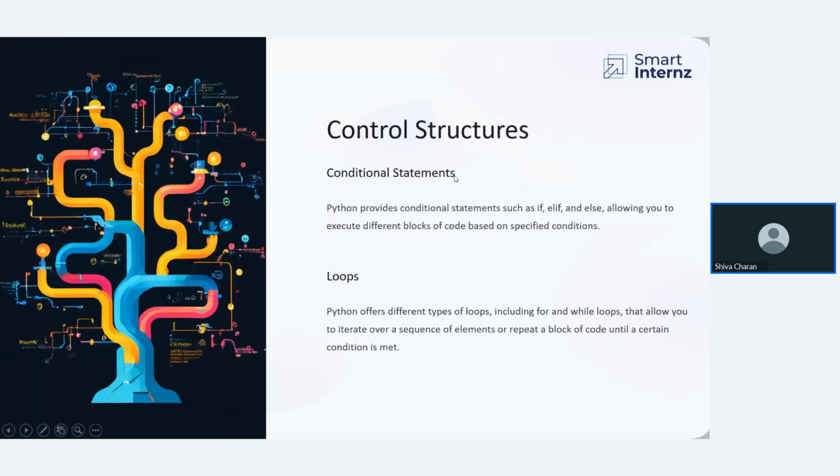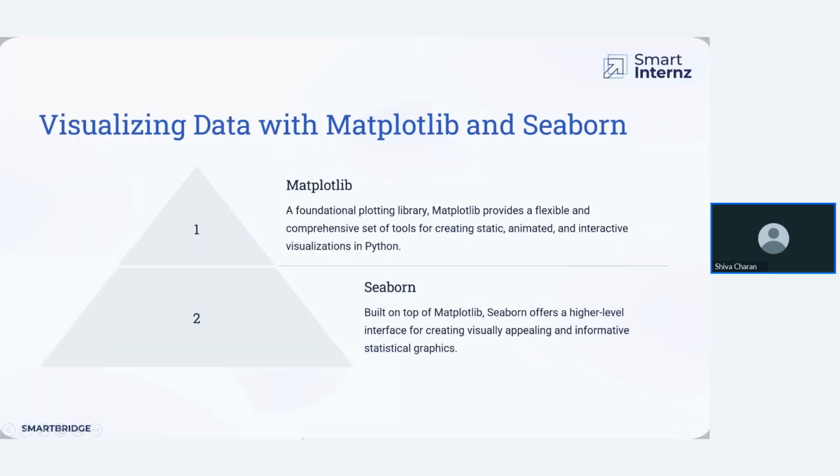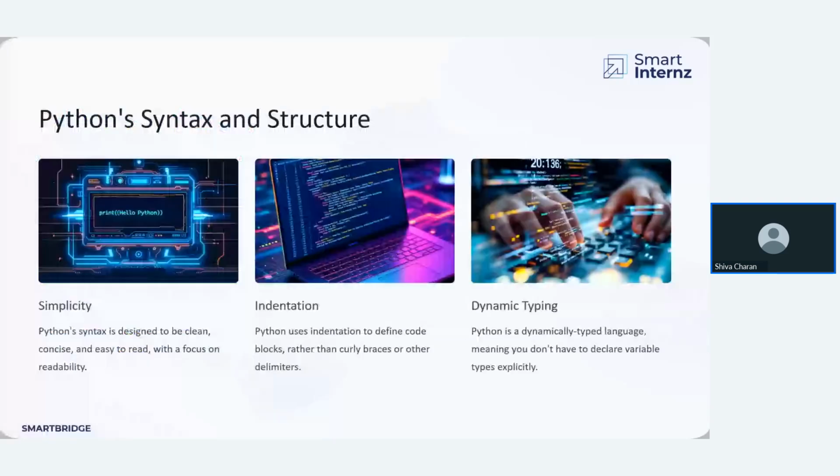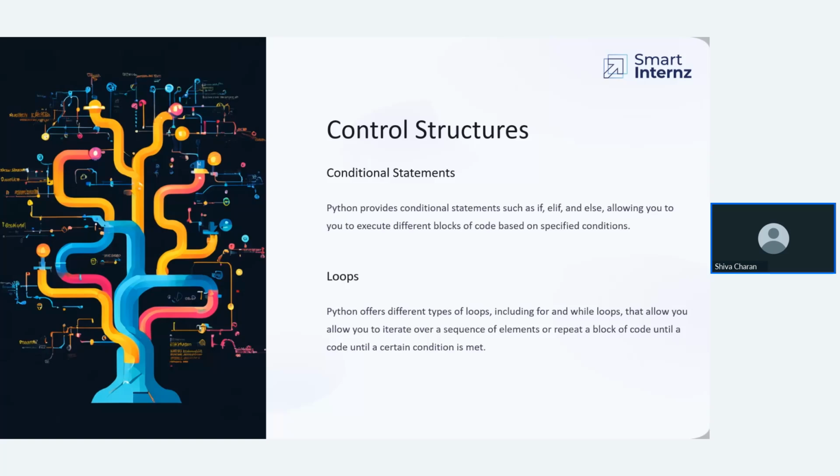And the control statements, conditional statements, and the loops. What are the conditional statements? If, elif, and else, which allow us to execute different blocks of code based on specific conditions. Based on the specific condition only, we'll be using all those conditional statements. And coming to loops, what are the different types of loops we have? For loop, while loop, do while loop, right? A loop allows us to iterate over a sequence of elements or repeat a block of code until a certain condition is met. That is the loop definition.